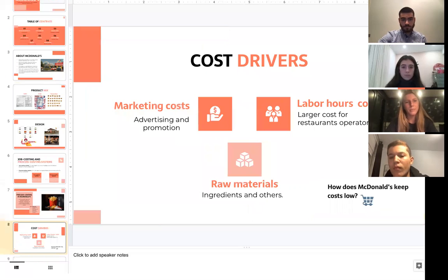Okay, so the cost drivers of McDonald's are the marketing cost, because globally known, McDonald's spent approximately $447.3 million on advertising worldwide this past 2019. Then the raw materials, because of all the food and how they meet with the suppliers to have all the ingredients and the food to sell. And then the labor hours cost. The average wage for a McDonald's crew member is around $8.5 per hour, although there is significant regional variation and the median wage is higher.